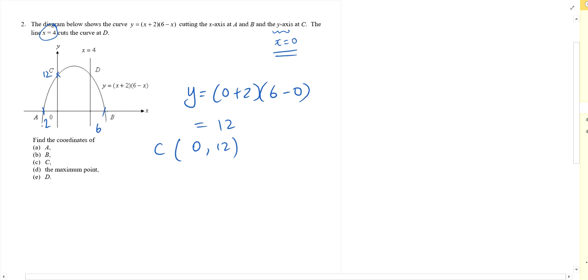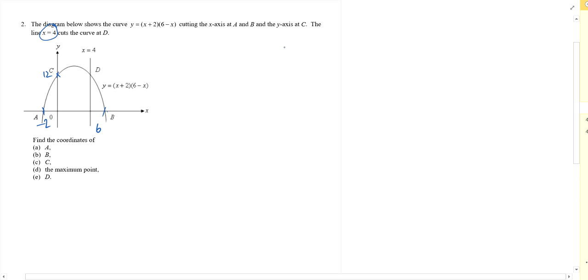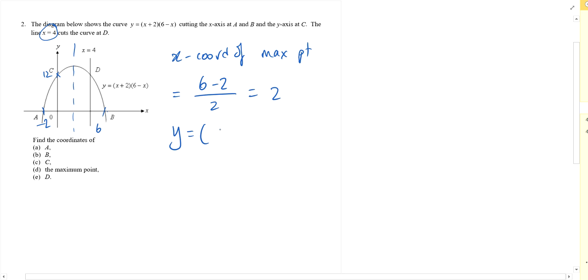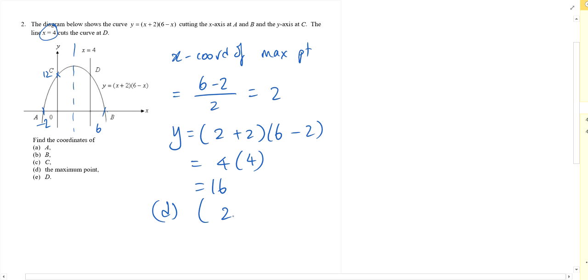And this is 6. Now the maximum point. For all these turning points, we are going to use the symmetrical properties of parabolas. So the x-coordinate of the maximum point is actually half of negative 2 and 6. So (6 - 2) divided by 2, we get 2. Substitute this into the equation. We have y equals (2 + 2) times (6 - 2) to obtain 4 times 4, which is 16. So the coordinates for the maximum point will be (2, 16).